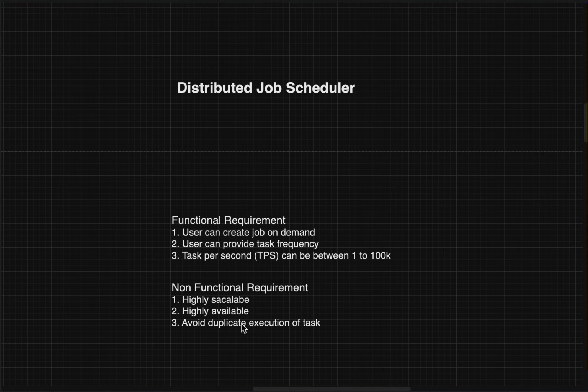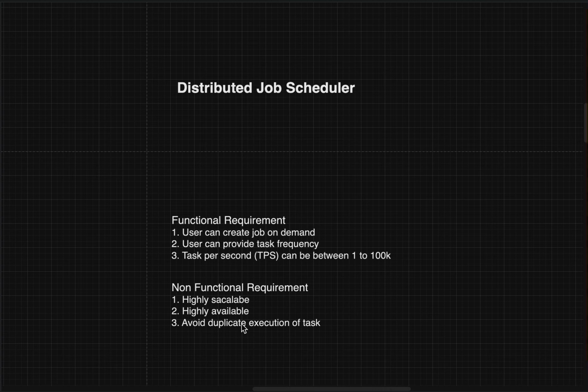First functional requirement is that the user can create a job on demand. Second, the user can provide task frequency. It can be repetitive as well, and we have to execute one job to 100K jobs per second. It can vary according to traffic.